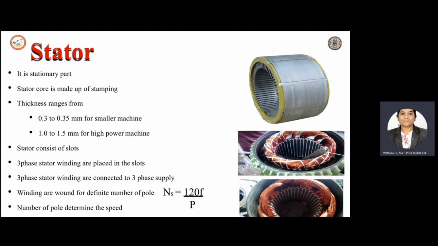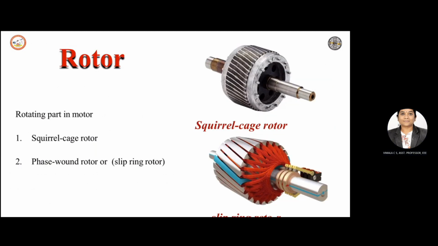The windings are connected to a three-phase supply. Once it is connected to the three-phase supply, the current flows and the flux produced is a rotating magnetic field. The rotating speed of the flux is given by Ns = 120f/P, where P is the number of poles, which determines the speed of the rotating magnetic field.